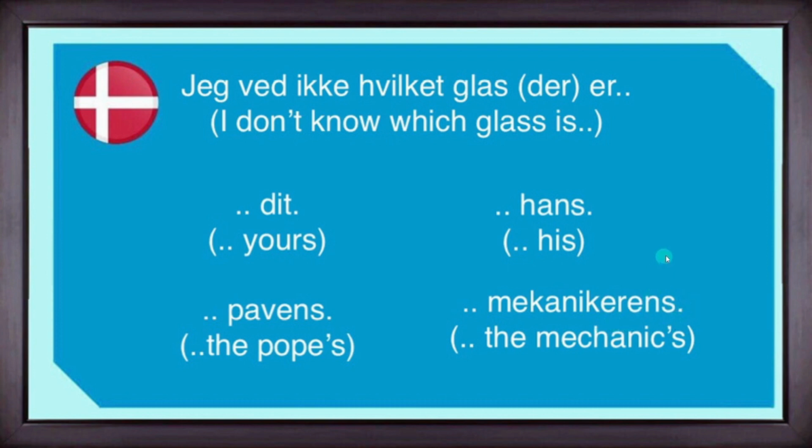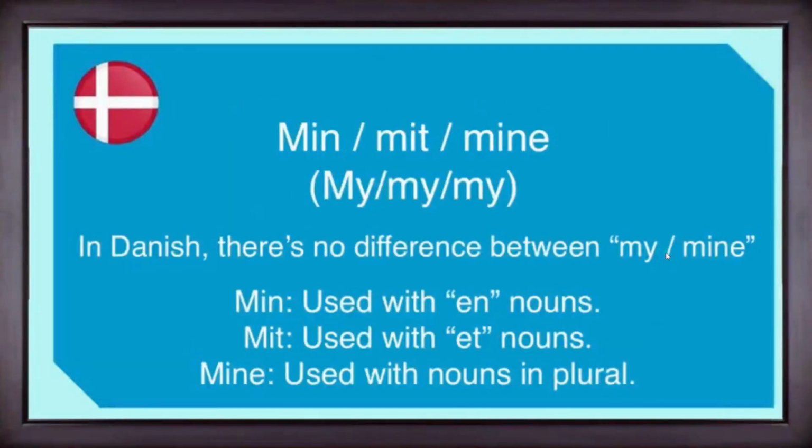Yeah. Awesome. So yes, speaking of possessing stuff, this is mit, mine, possessive pronouns. And in Danish, there's no difference between my and mine. It's like my friend, or this is mine. Like, no, we don't distinguish like that. So, min is with en nouns. Mit is with et nouns, and mine is with nouns in plural. Alright? It's pretty straightforward.